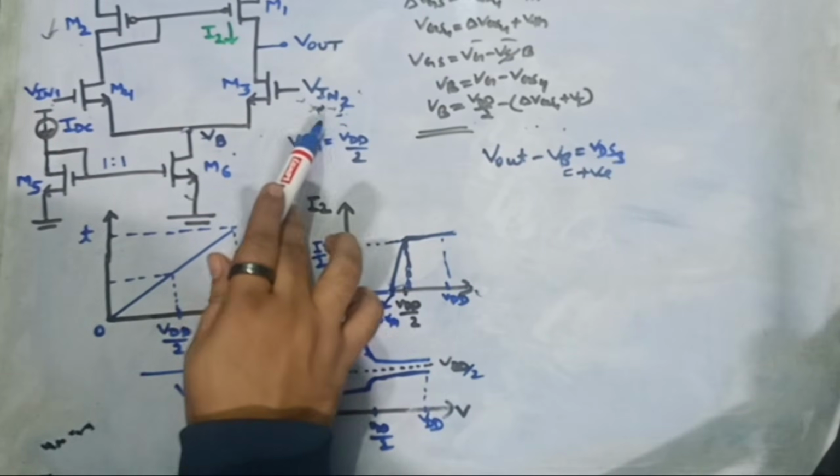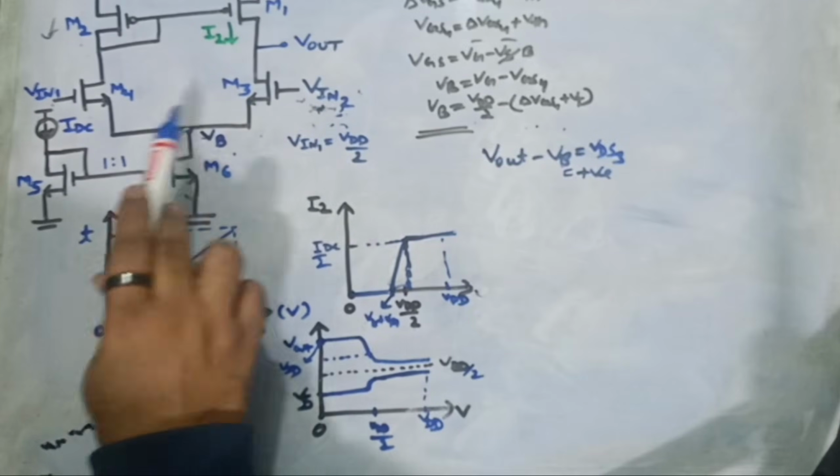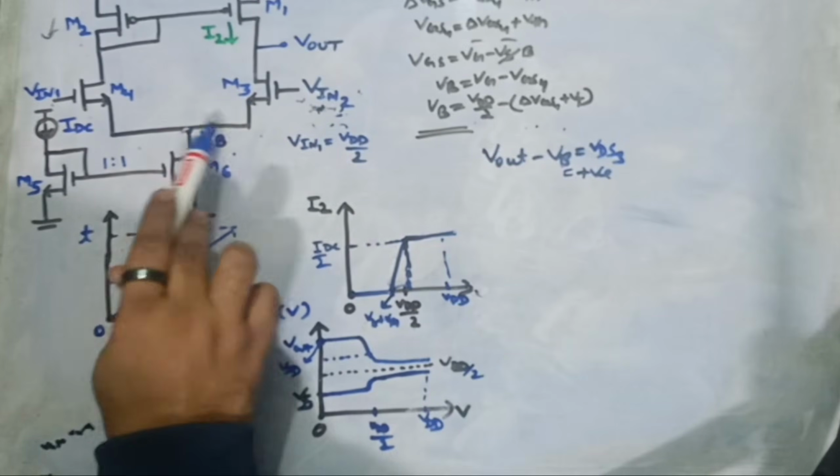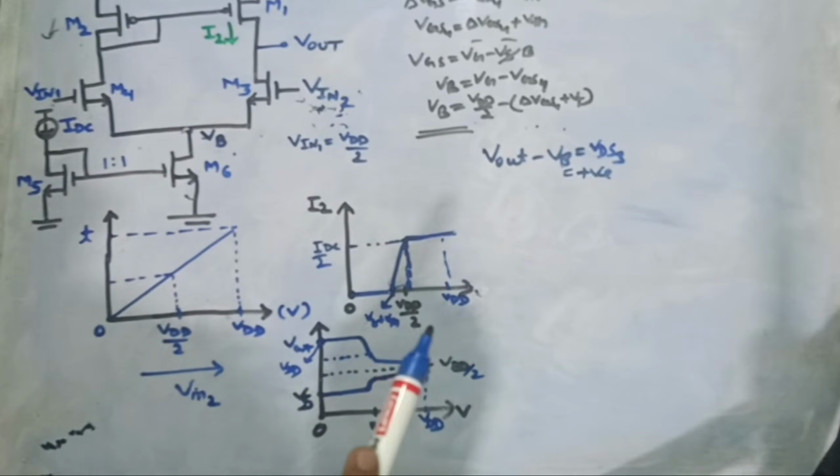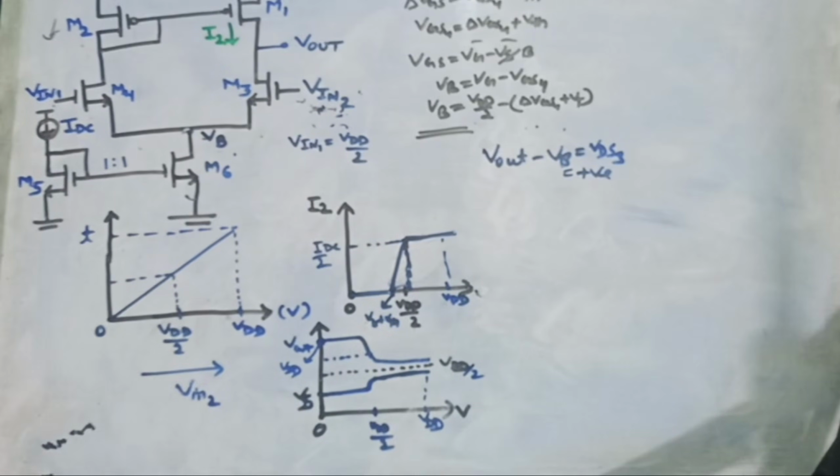And now, even though my Vin2 is sitting at VDD, still the current from the left and right branch is the same. That is, VB will be unchanged. So VB is still the same, but less than VDD by 2. So these are all the three waveforms which were asked in this question.